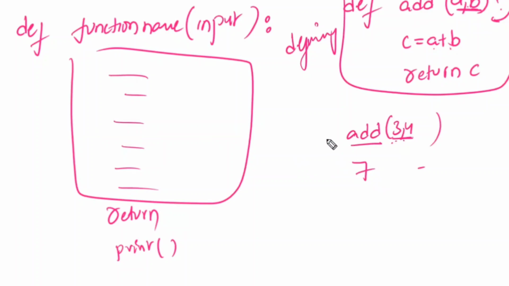Once you create this function, this is called calling a function. This is called creating a function. This is called calling a function. And you are going to get the output as 7.